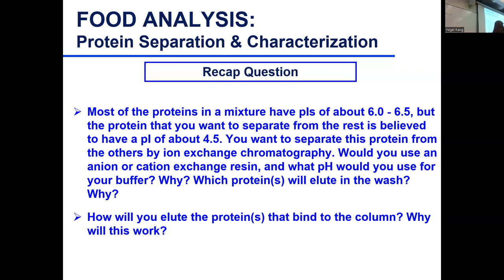You want to target a certain point on the protein. At the same time, you want this specific protein to interact with the column, and the rest don't interact. Just play with the isoelectric point. You just need to pay attention to that.